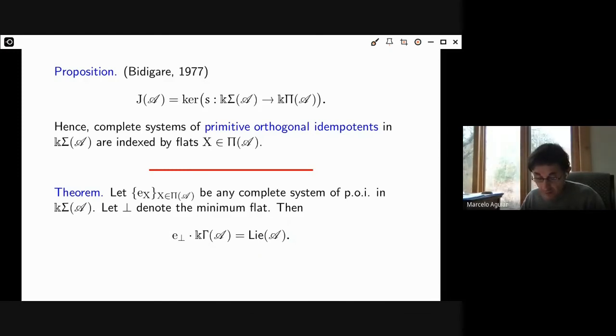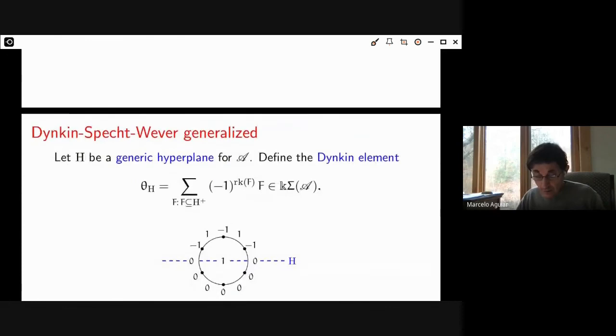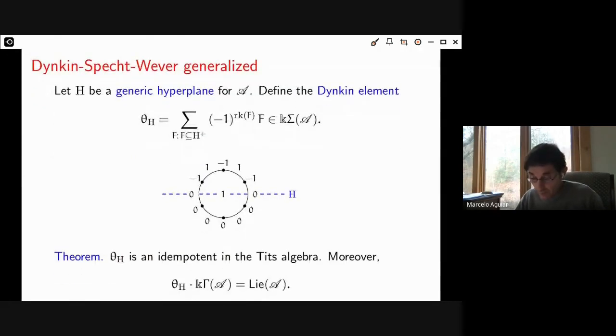There's more that can be said here. If you use the other elements of the complete system, well, then you're connecting with the higher Eulerian idempotents that I didn't mention. Dynkin's idempotent also has a beautiful generalization. So maybe let me say that and finish. You have to pick your arrangement and pick any generic hyperplane for the arrangement. And that splits the set of faces into two. You look at the faces fully contained on one side, and you pick coefficients 1 or -1, depending on the rank, for those faces.